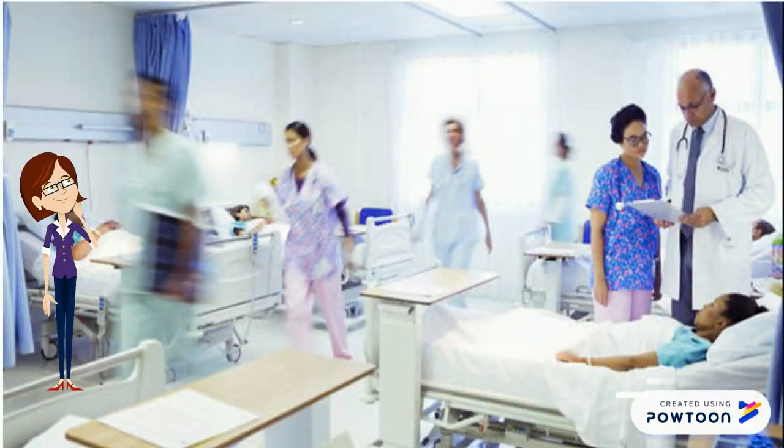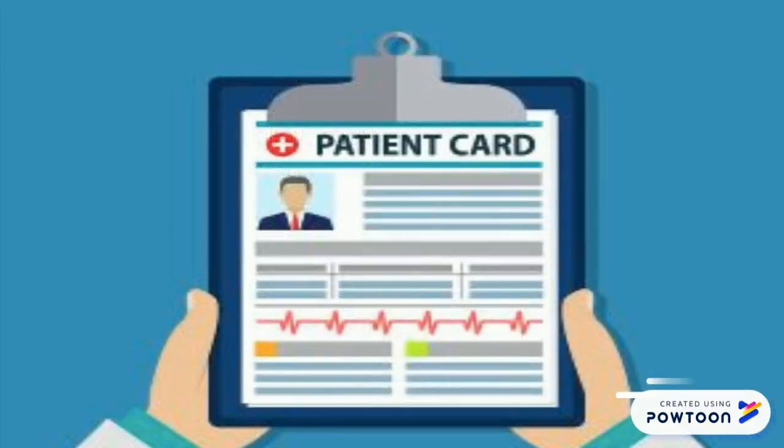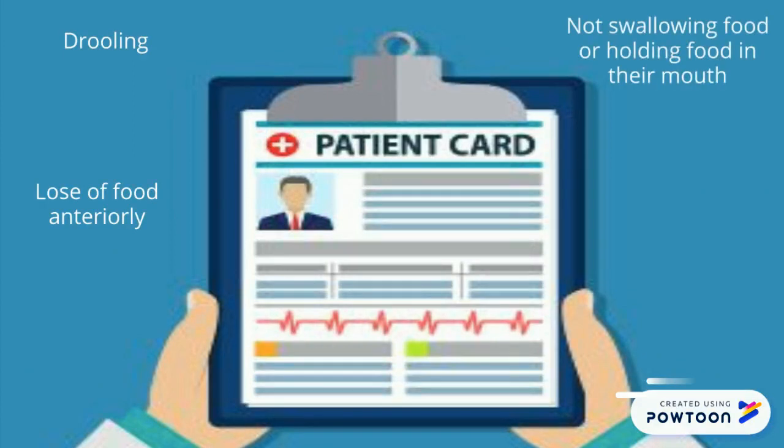So now that we have looked at what exactly is involved in the oral phase of swallow, let's look at how impairments in the oral phase may present in patients. Look out for patients who experience the following: drooling, loss of food anteriorly from the mouth, holding food in their mouth or failing to swallow the food or drink in their mouth, and a swallow that looks effortful.